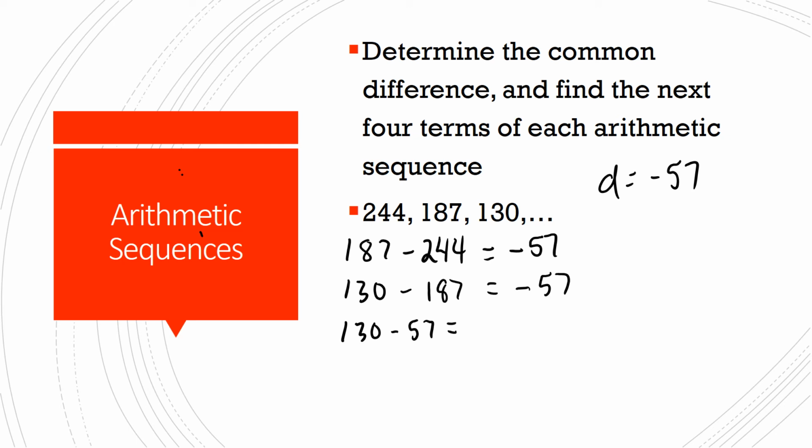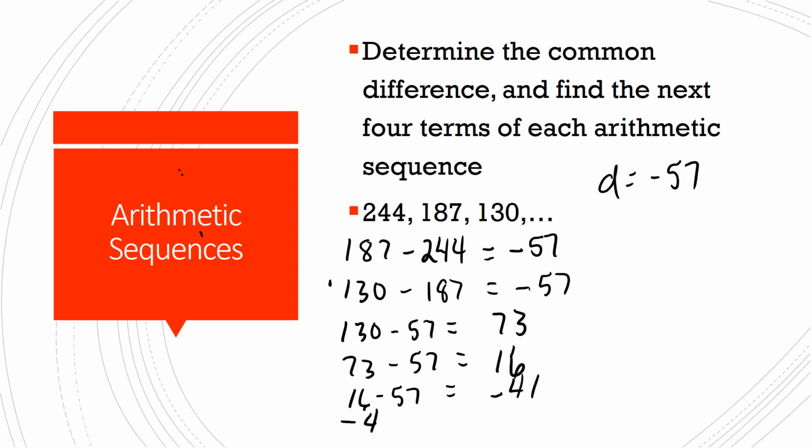is 73. 73 minus 57. Let's see, 13 minus 7 is 6. I borrowed the 1, so it should be 16. 16 minus 57 is going to give me negative 41.